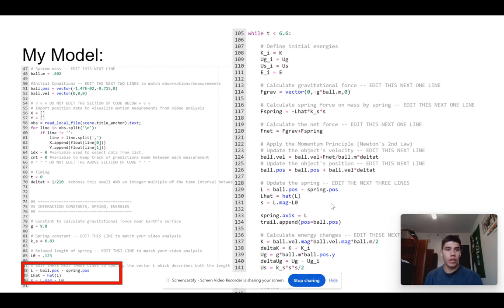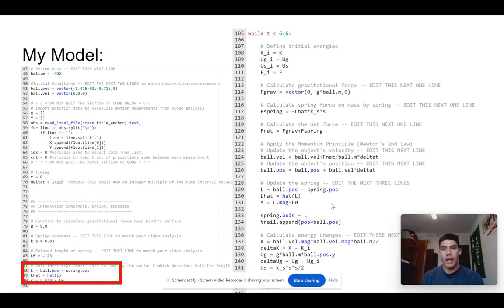So this is my model in GlowScript, and some important things worth noting: first of all, if you look down in the bottom left corner, you can see the spring parameters. L is the length that the spring is at currently, and that can be found by subtracting the position of the ball from the position of the spring. L hat is just the unit vector of that, and then s would be the magnitude of L minus the relaxed length of the spring.